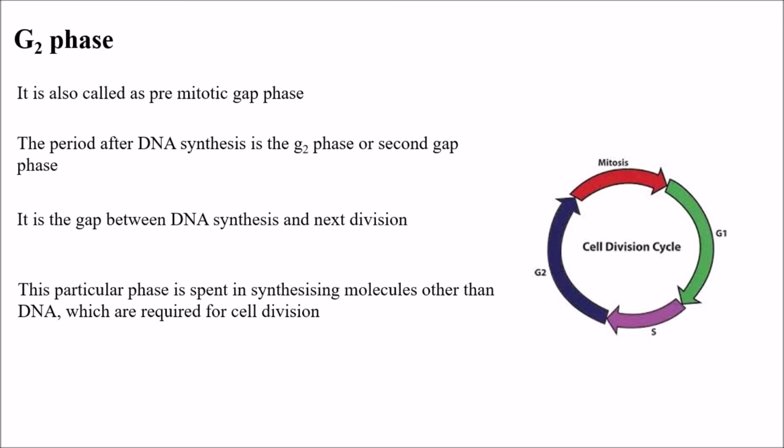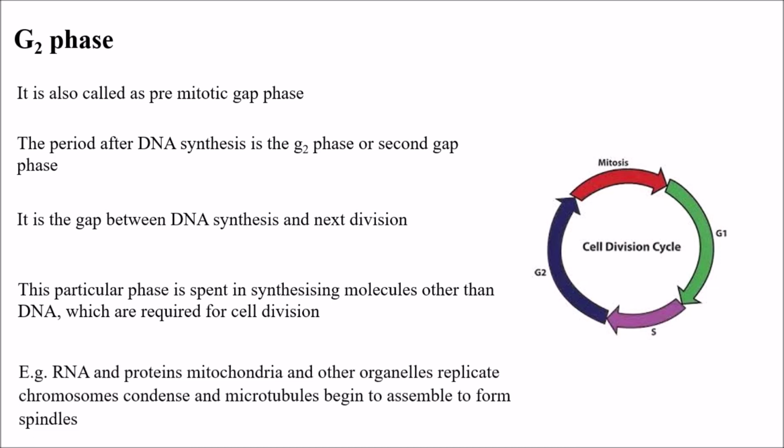This particular phase is spent in synthesizing molecules other than DNA which are required for cell division. It will be easy for you if you understand with an example: RNA and proteins, mitochondria and other organelles replicate, chromosomes condense, and microtubules begin to assemble to form spindles. So spindles and all come in the mitotic phase, and for that the preparatory phase occurs here.